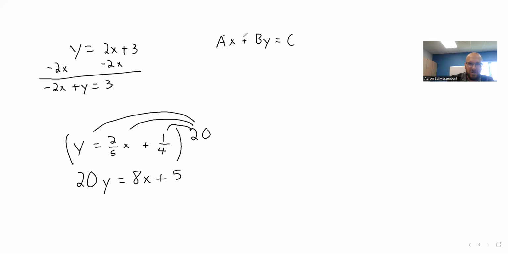Now I've got rid of all of my fractions. I just need to move the 8x to the other side by subtracting it from each side. And my standard form equation is -8x plus 20y equals 5. And that is a quick review of graphing lines. Hopefully you remember how to graph them. But this is writing equations for perpendicular, parallel lines, and standard form.